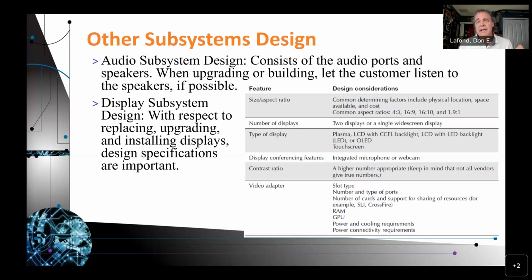Picture a driving game, driving a car on a racetrack, and just like in a real car, you can look right or left. That's what it feels like when I'm using that capability. That's a capability of the video card, though, not the screen itself. The types of display. They talk about plasma here, but plasma is not a real thing anymore. Some people still have plasma.